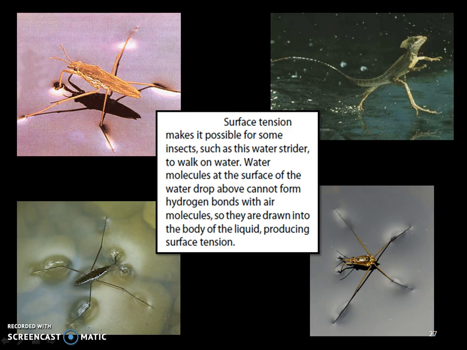Surface tension makes it possible for some insects, such as this water strider, to walk on water. Water molecules at the surface of water drop above cannot form hydrogen bonds with the air molecules, so they are drawn into the body of the liquid, producing surface tension.